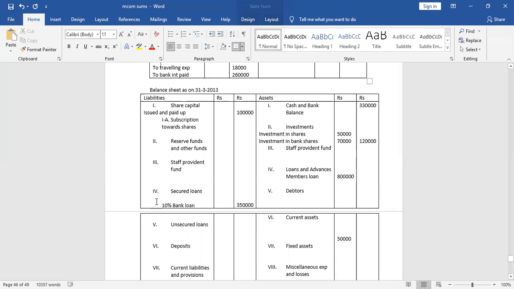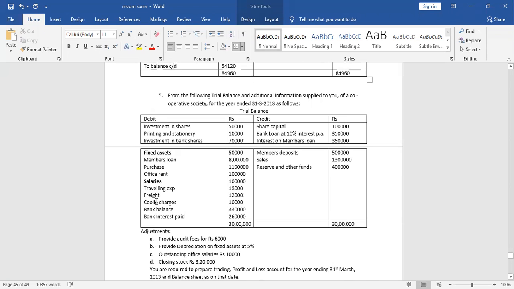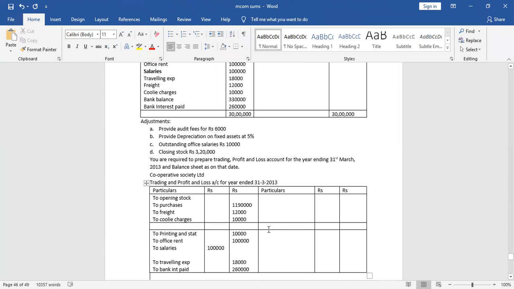So now here what is there after bank loan? We have interest on members loan. So this is received, interest received. I will go to the P&L account and write by, leave one line, by interest received 3,50,000.